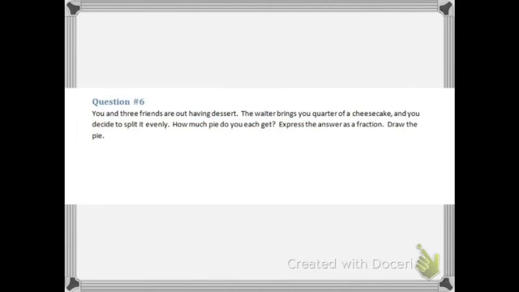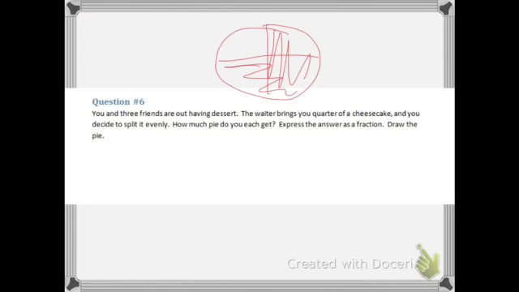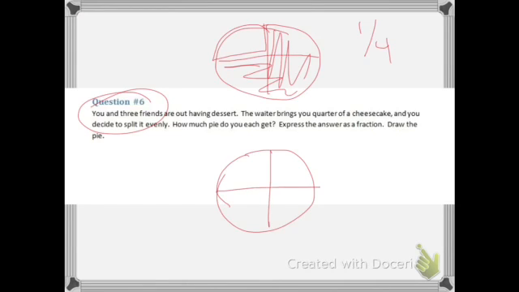This one may have been kind of poorly worded, but there was a cheesecake in the fridge, and most of it was eaten, so there was only a quarter of it left, a quarter of a cheesecake. And the waiter, or I think this should actually say the server, brought it to me and 3 friends. That's 4 people. And we're going to split it evenly. So we've got a quarter of a pie. Let me draw it like this. We got a quarter of a pie and we're splitting it 4 ways.